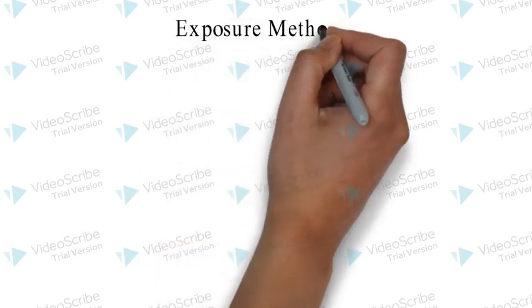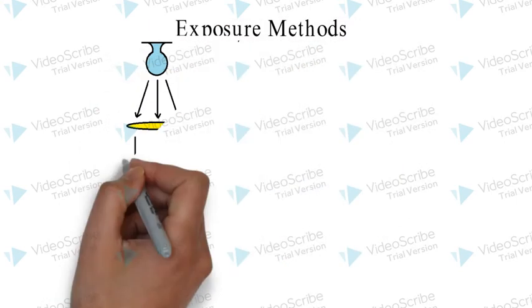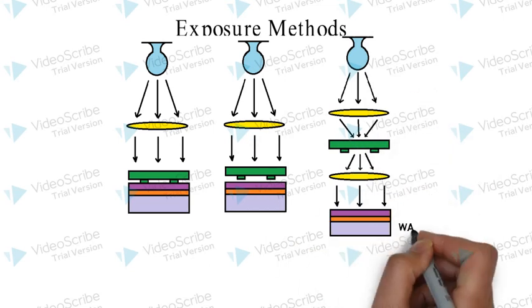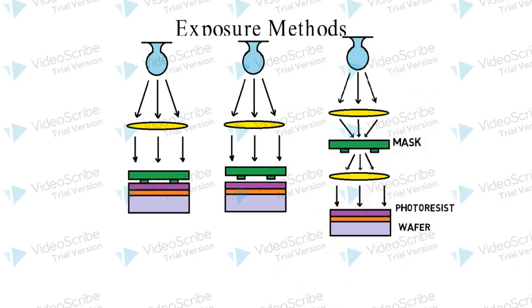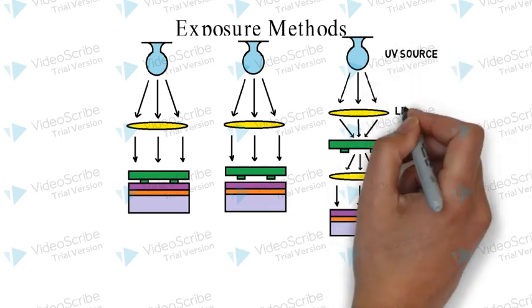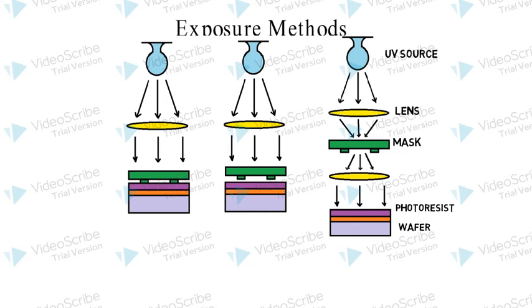Different exposure methods are followed for this. They are depicted in this illustration. There is the wafer, photoresist layer and mask, also a UV light source for exposure, and lenses in some cases or a single lens for most of them.